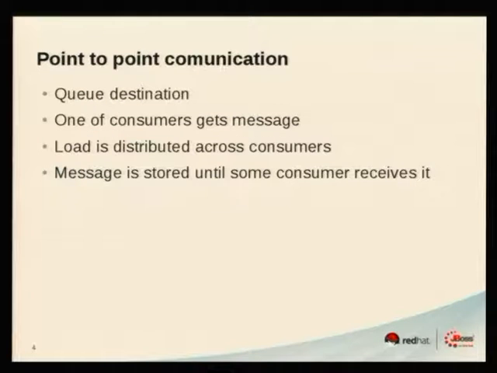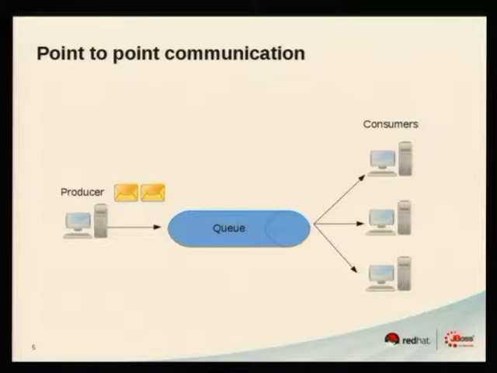There are multiple types of communication. First, the most simple is point-to-point communication. In this case, destinations are called queues, and all messages from producers are enqueued to that queue, and they are stored there until some consumer comes online and downloads these messages. When you have multiple consumers, only one of them will receive the message. If there is no consumer connected to the broker, the message is stored until one of them comes online.